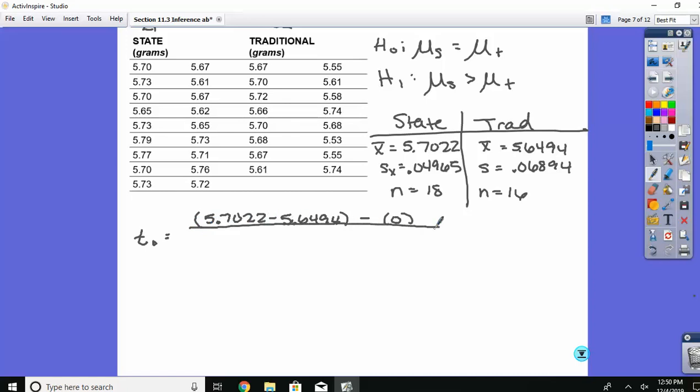Yes. Just like on the dependent ones, we talked about how the formula sheet has the d bar minus the mu, and we just dropped the mu because it was 0. Divided by our square root. Standard deviation of the first squared over the number in the first plus standard deviation of the second squared over the number in the second. All right, calculate this.